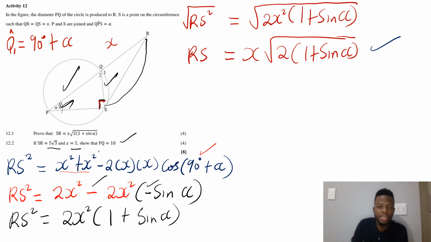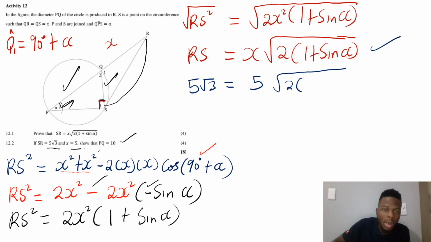We're going to be using this information to find our angle, because if you check very well, SR is given here. It's 5 root of 3. So come and write 5 root of 3 equal to, what is our x? Our x is 5, and then into 2. Obviously QS we have, because QS, don't forget, is the same as QR, which is x. So QS is 5, it's given in the information. It means let's find alpha, and after alpha we're going to find PQ. And then we're going to have 1 plus sine alpha.